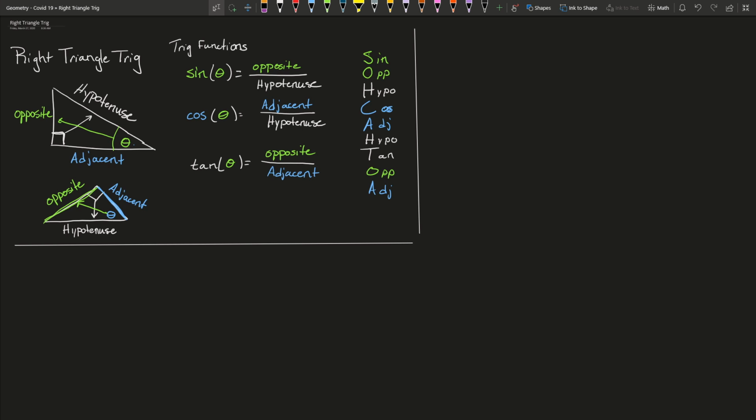All right. So up on your screen is very basically what we went over last class. That's the right triangle trig, that's SOHCAHTOA, that's sine, cosine, tangent, and then what those triangles would look like.